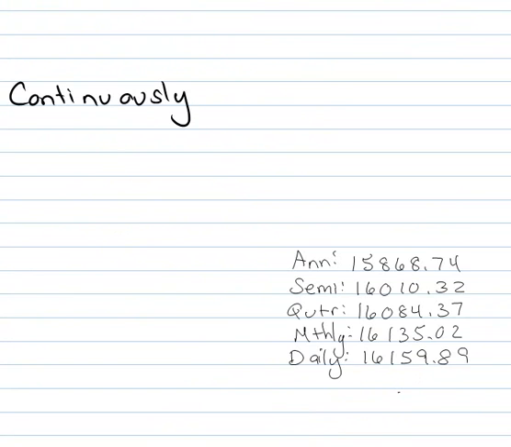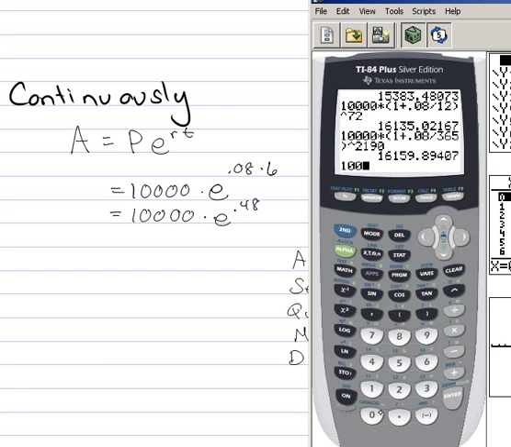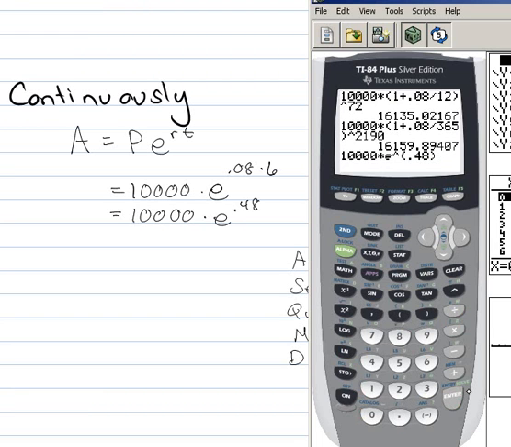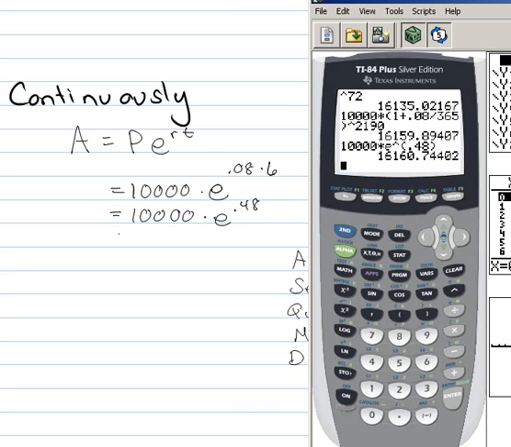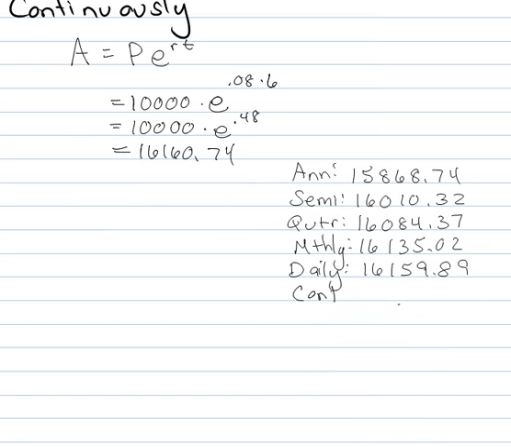And now we will plug it in continuously, which is our P times e to the RT, which is 10,000 times e to the rate, which is 0.08, times time, which is 6 years. So 10,000 times e to the 0.48, and 16,160.74. So continuously is going to be 16,160.74. So you don't see a huge difference between daily and continuously, but it's there.